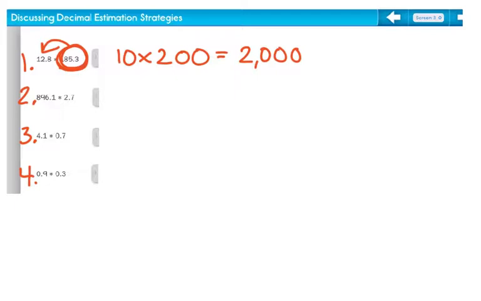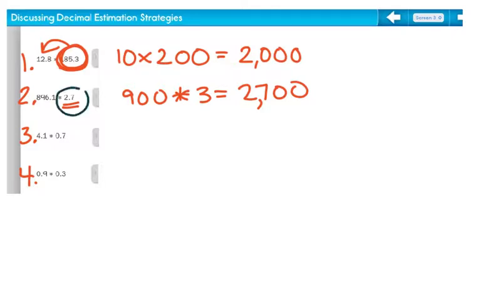Because we're multiplying by a number greater than 1, we're going to end up with something larger than what we started with. What if we take 896 and 1/10 times 2 and 7/10? Okay, you can think 896 and 1/10 is closest to 900. 2 and 7/10 is closest to 3. 9 times 3 is 27 with 2 zeros behind it. We're going to end up with an answer larger than our first factor because we're multiplying by a number greater than 1 whole.